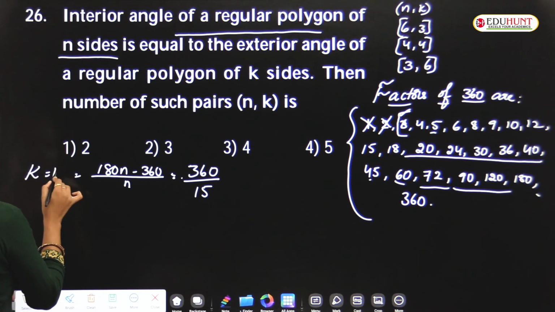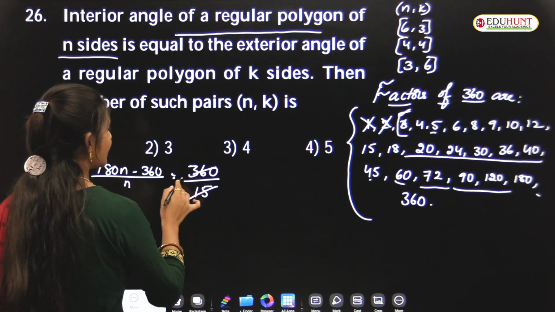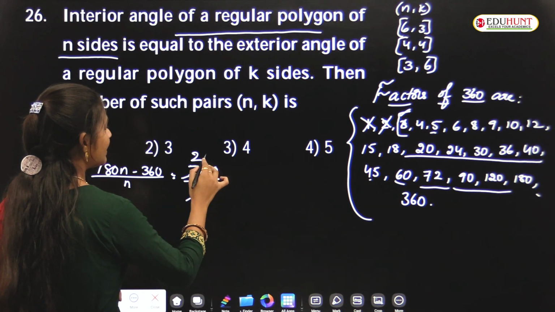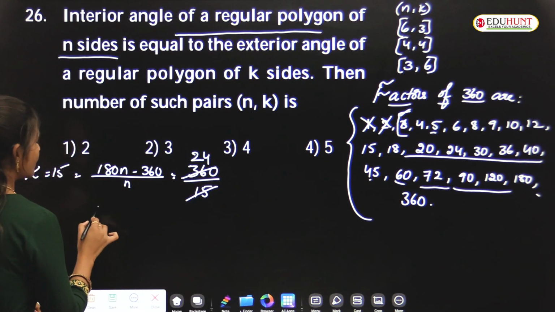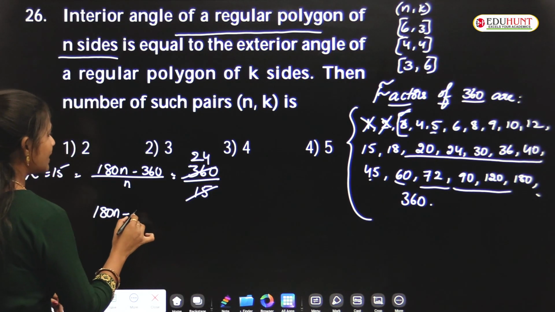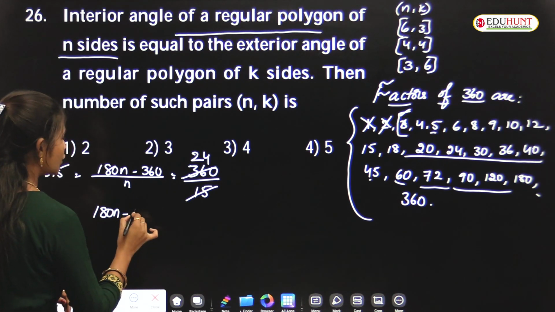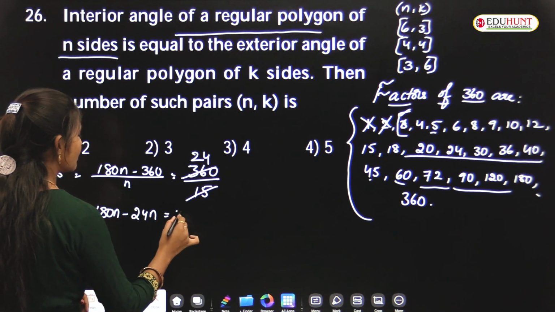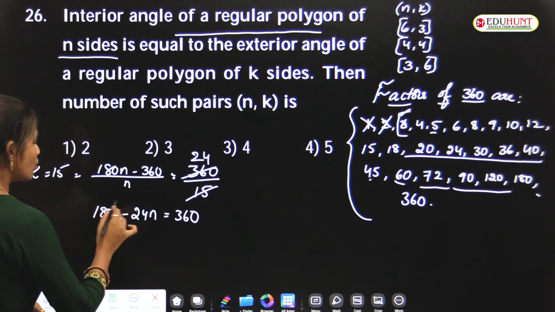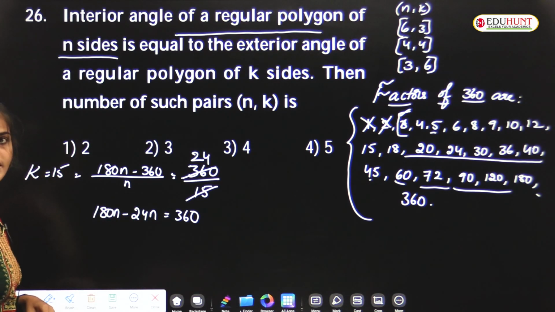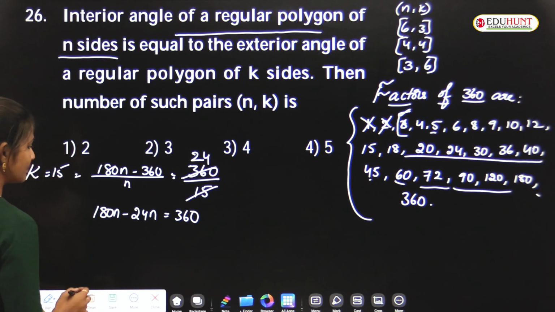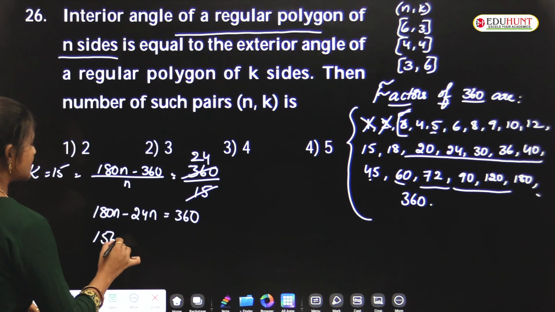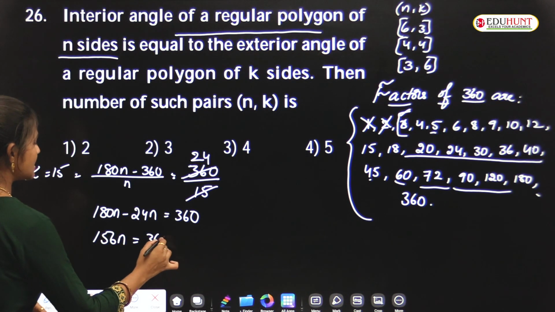K is equal to 15. So 15 2's are 30 and 15 4's are 60. So 180n minus 24n is equal to 360. So 180 minus 24 is equal to 156. 156n is equal to 360.